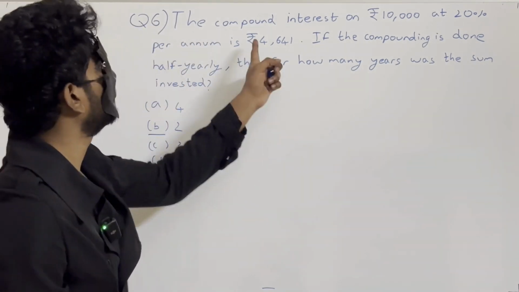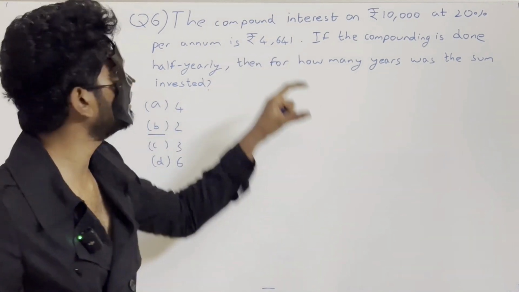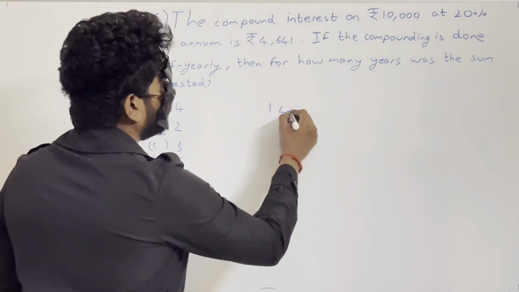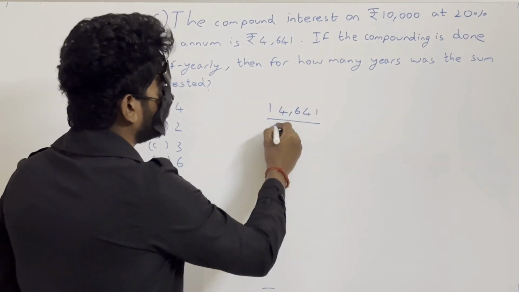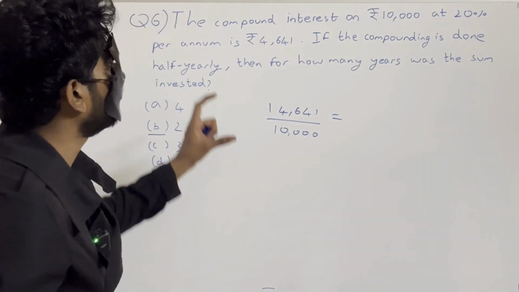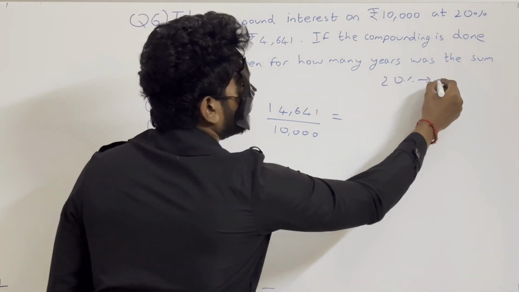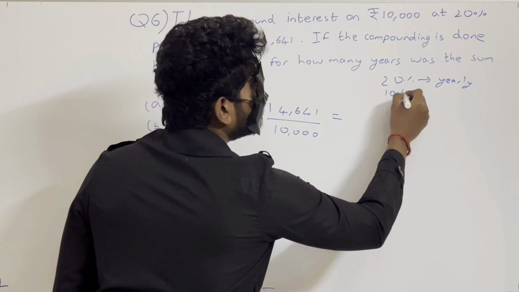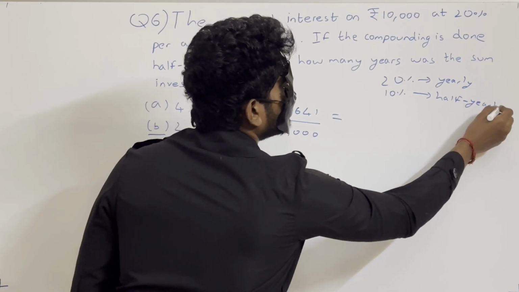So now 4641 is the interest. So the total amount will be this principal amount plus this interest. So I will write principal amount plus this interest, 14641, by the principal amount. The principal amount is 10,000. This will be equal to, now 20% is per annum, so that is yearly. So half yearly it will be 10%. Half yearly interest rate will be 10%. It is half of this.